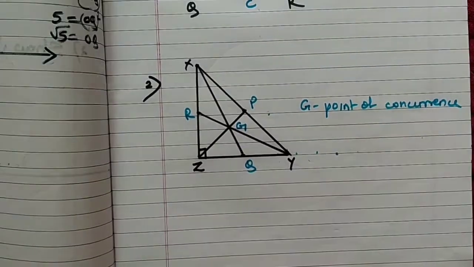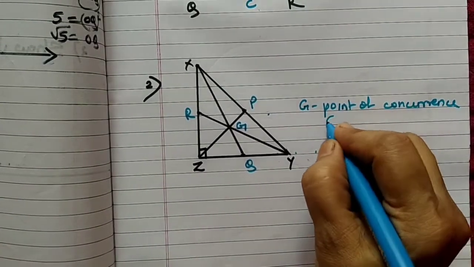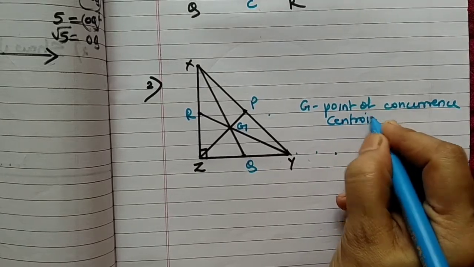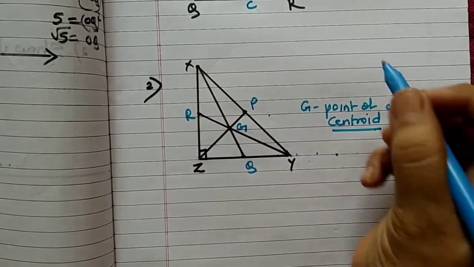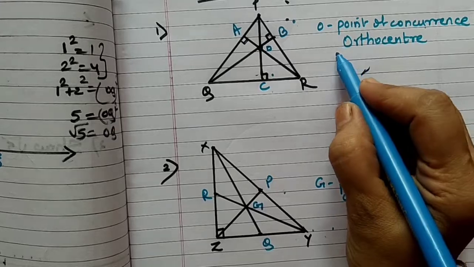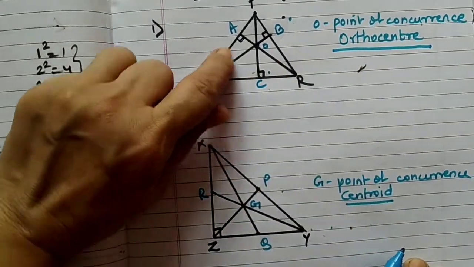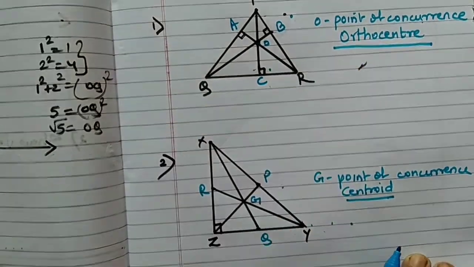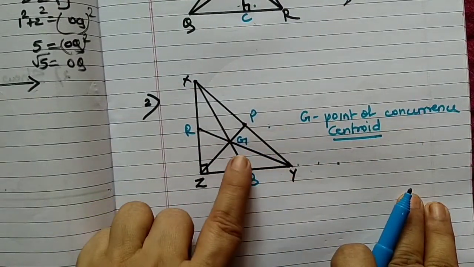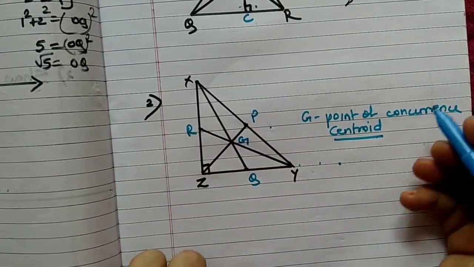This is known as the centroid. This is the centroid, and the earlier one which we did was the orthocenter. The point of concurrence of the altitudes is the orthocenter, and the point of concurrence of medians is the centroid. Okay.